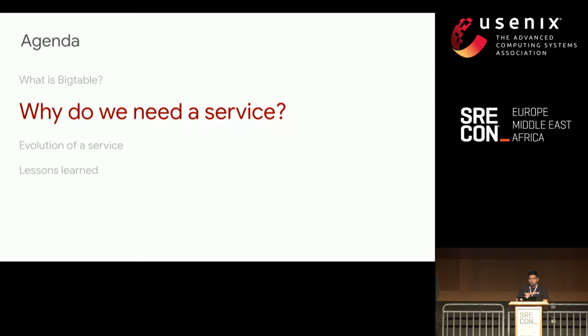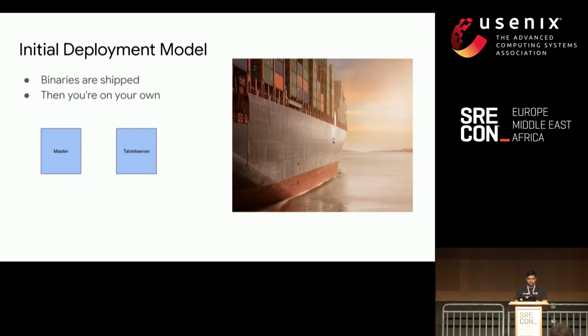So we've talked about what is a Bigtable. Now we'll look into why we needed to build a Bigtable service at Google. Here's the original deployment model from when Bigtable was first developed. The Bigtable dev team wrote a bunch of code, and they shipped two binaries, a tablet server binary and a master binary. If you wanted to use Bigtable, you had to go set up your own Bigtable cluster.